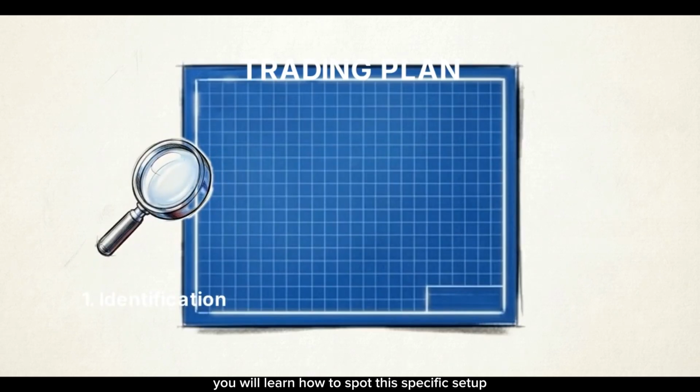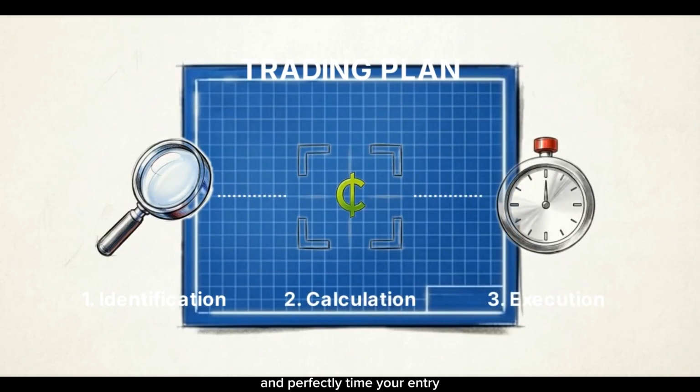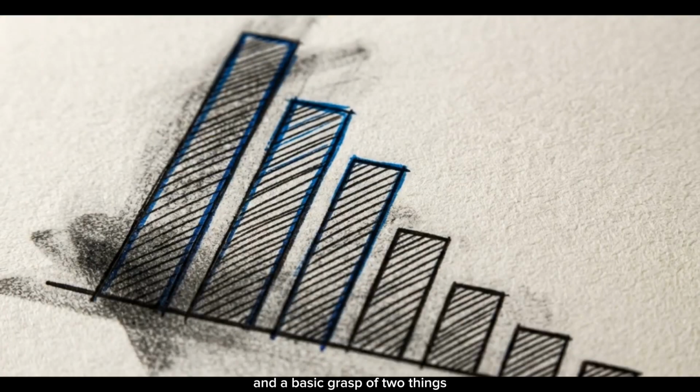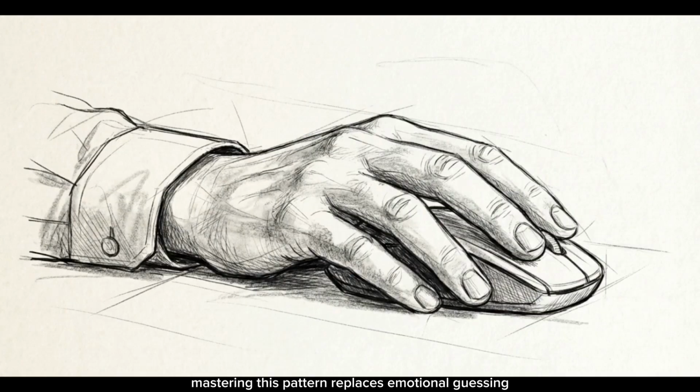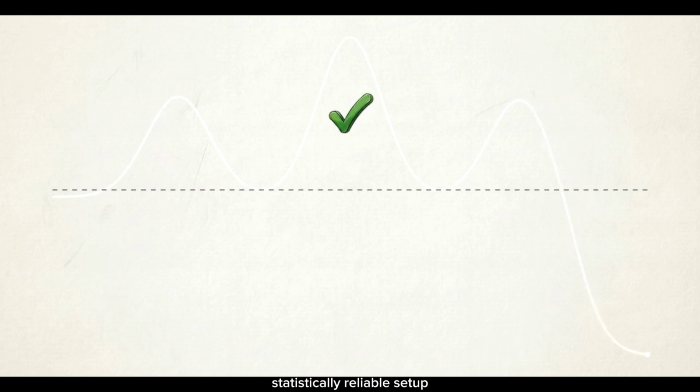You will learn how to spot this specific setup, calculate the exact price target for taking profits, and perfectly time your entry. To follow along, you only need standard charting software and a basic grasp of two things: reading daily price action and understanding volume histograms. Mastering this pattern replaces emotional guessing. Instead of wondering if a trend is exhausted, you learn to act on a verifiable, statistically reliable setup.